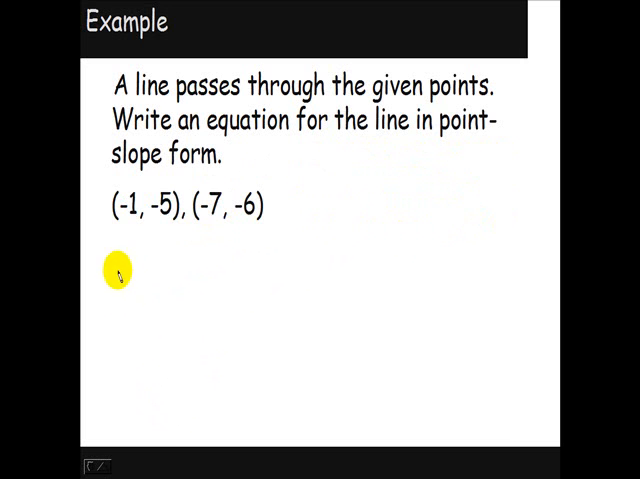Another example. Notice all the negatives here. Let's just power through here. We've got slope is equal to second y value is negative 6 minus first y value is negative 5.